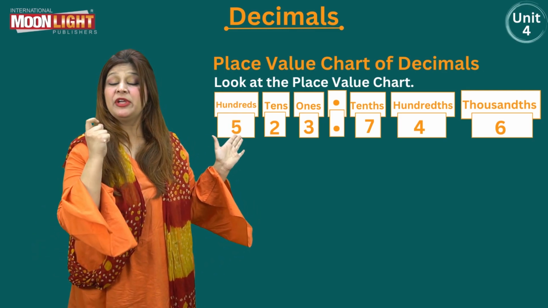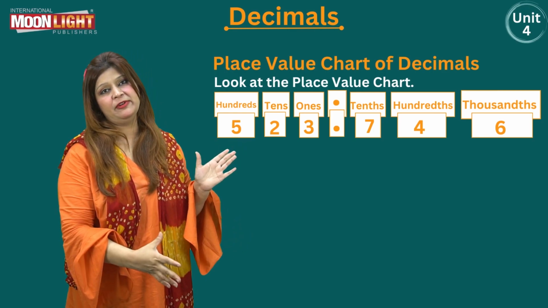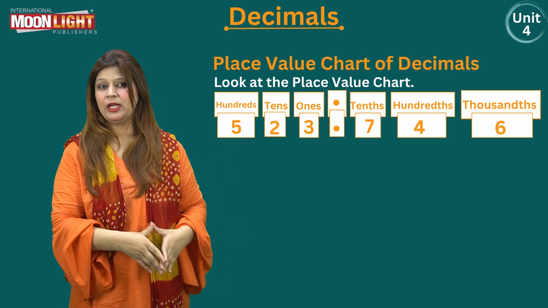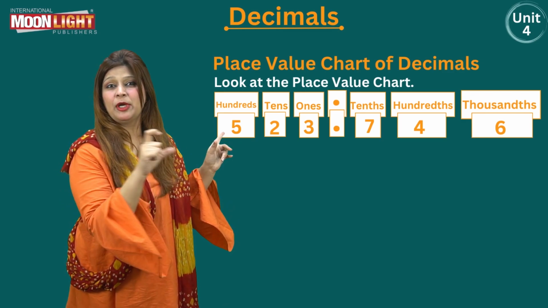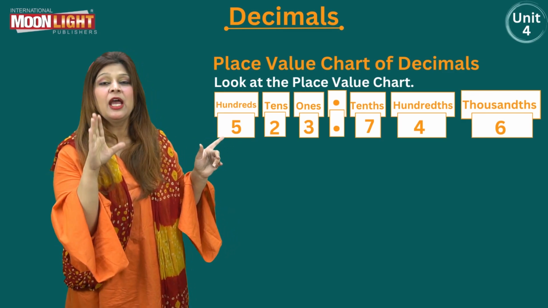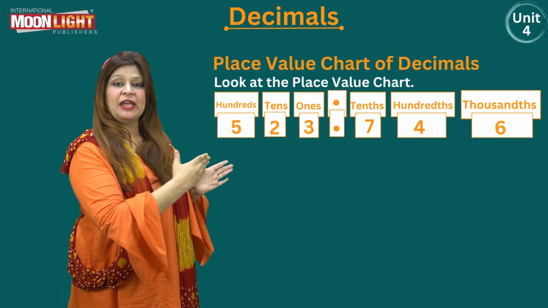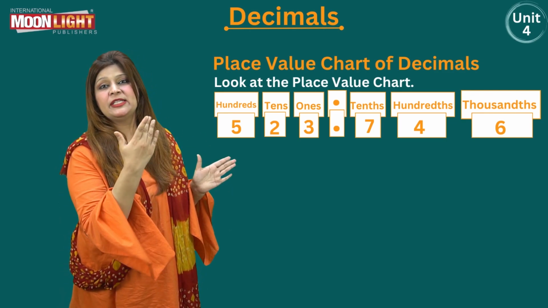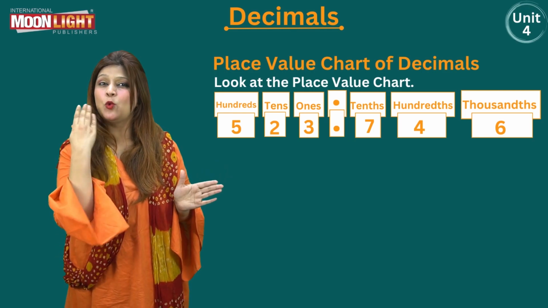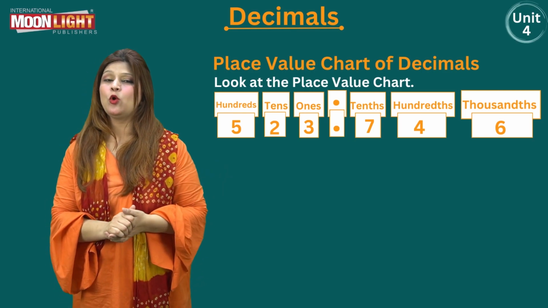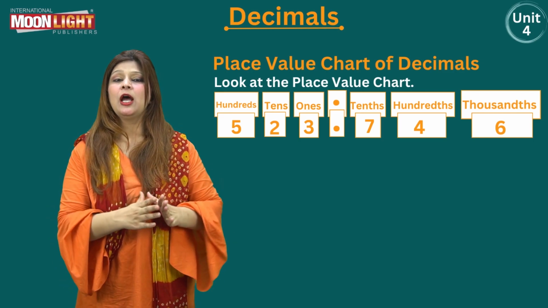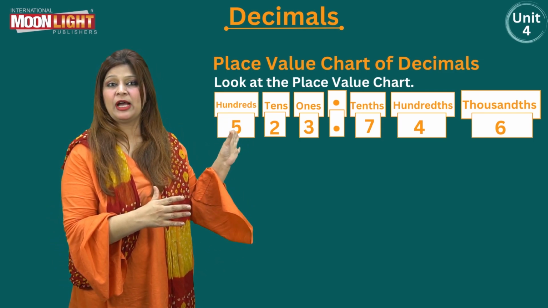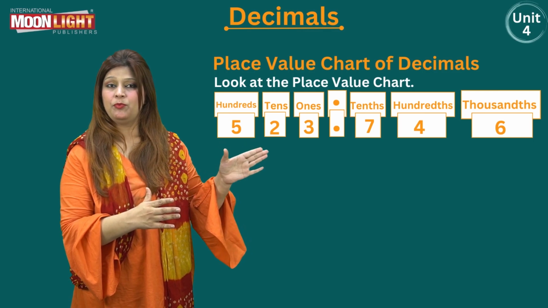How different? Check this one out. 523 point, then I'm not going to say 746. I'm going to say 7, 4, 6. Okay, in this way we are going to read the number. So right now you can just check the decimal 523.746.